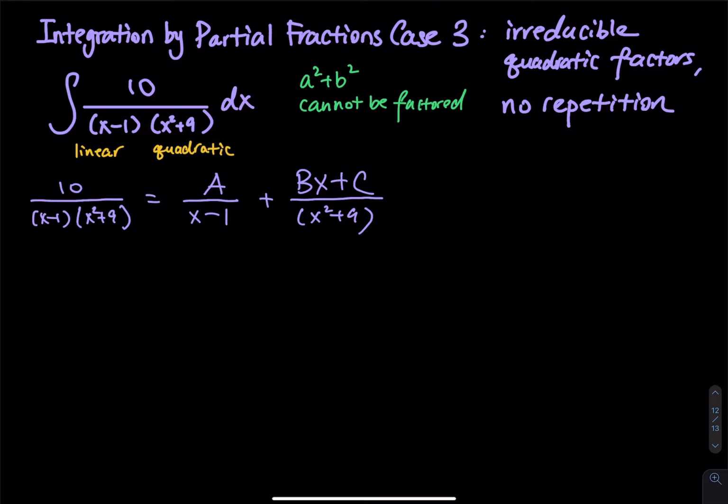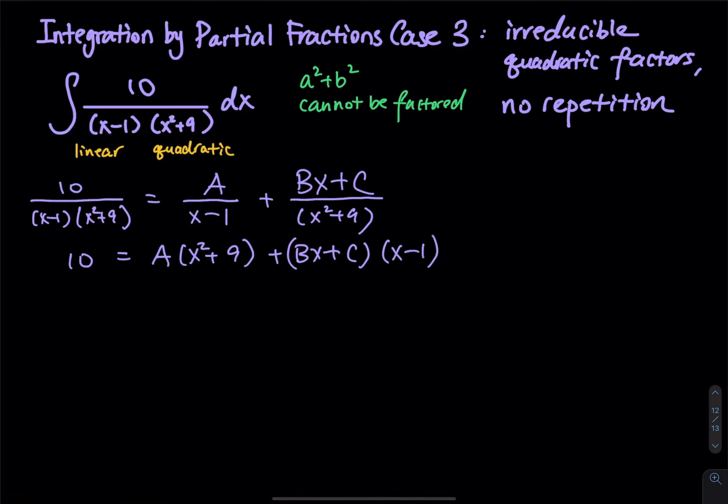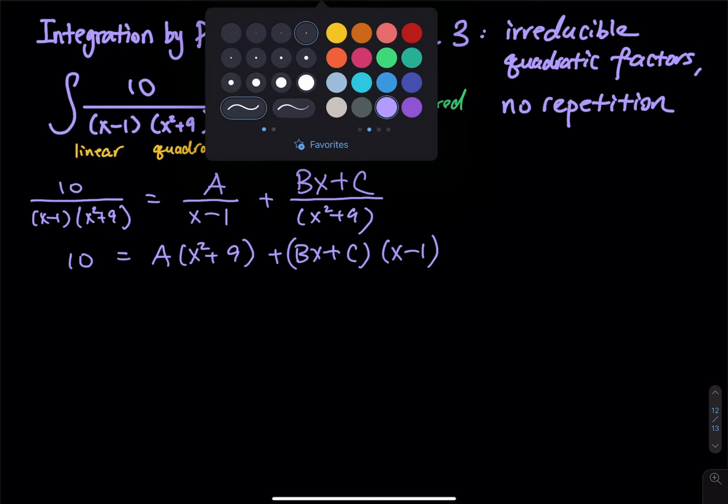Okay, and then the next step, we will do the common denominator. For a, we have x minus 1, so we need a times x squared plus 9. And then for bx plus c, we already have the square, so we need x minus 1. This one you can try using a convenient value, but that is not going to help too much.